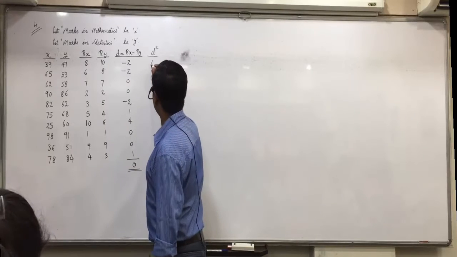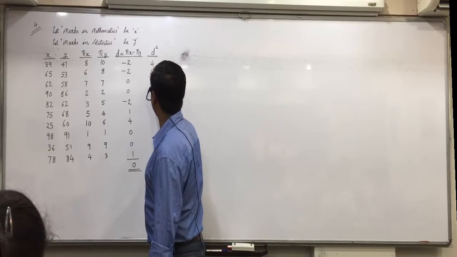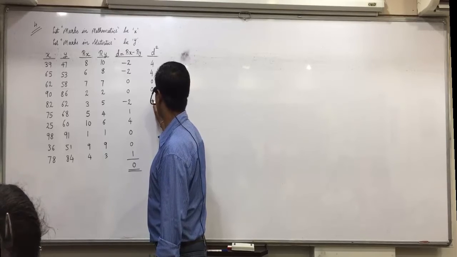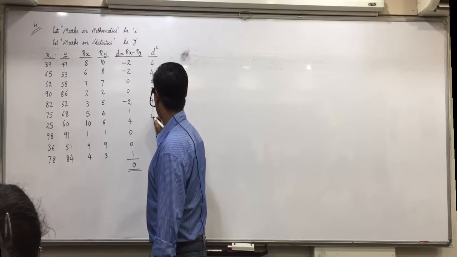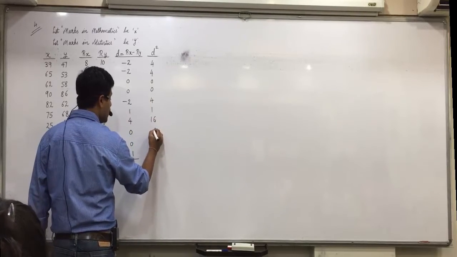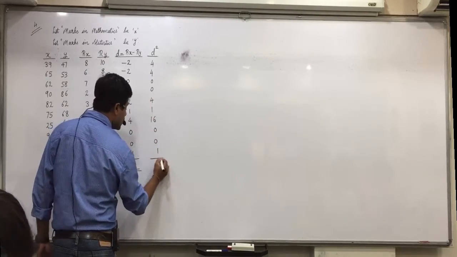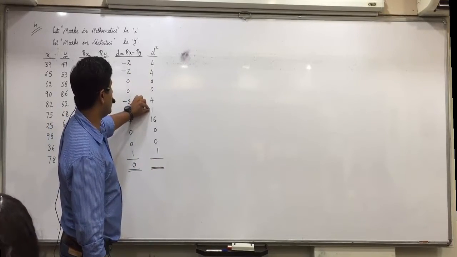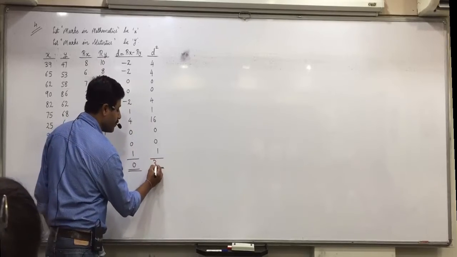So minus 2 square, 4. Again minus 2 square, 4. 0 square, 0. Minus 2 square, 4. 1 square, 1. 4 square, 16. 0 square, 0. 0 square, 0. 1 square, 1. So 30. 4 and 16 are 20, plus 4 is 24, plus 4 is 28, plus 1 is 29, 30.